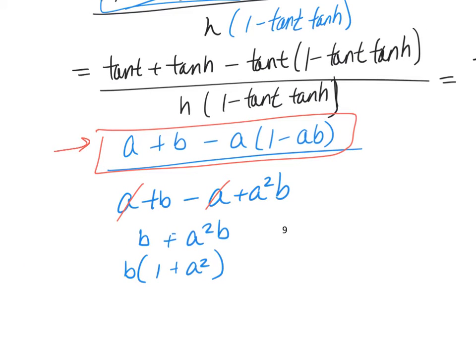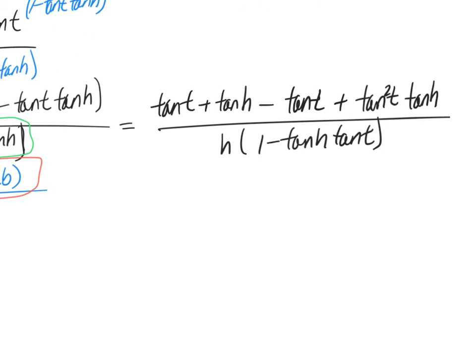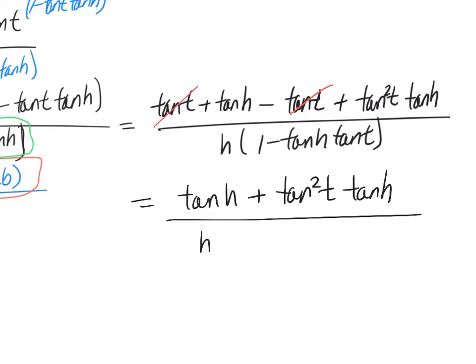What did I do at the next step? What was the denominator? Tangent h, tangent t? Right there, the denominator is right here. So what am I going to do here? I'm going to combine like terms. My tangent t's are going to cancel themselves out. So I end up with, in the numerator, a tangent of h. Oops, I canceled the wrong thing out. This one gets canceled out. So this is equal to the tangent of h plus the tangent squared of t, tangent of h, over my denominator.